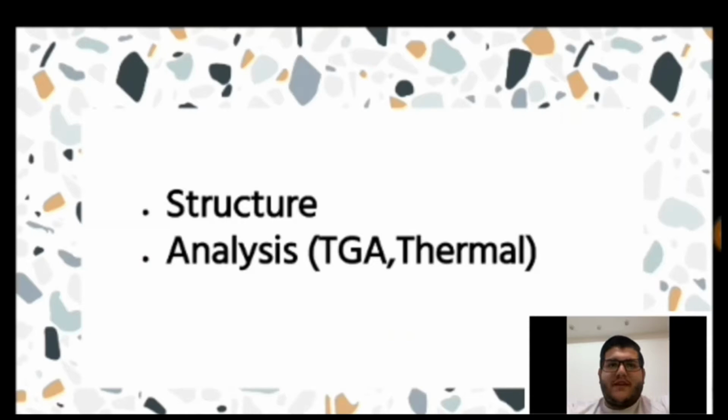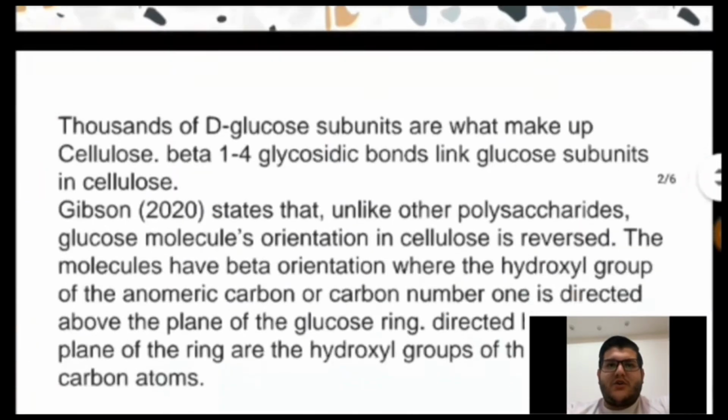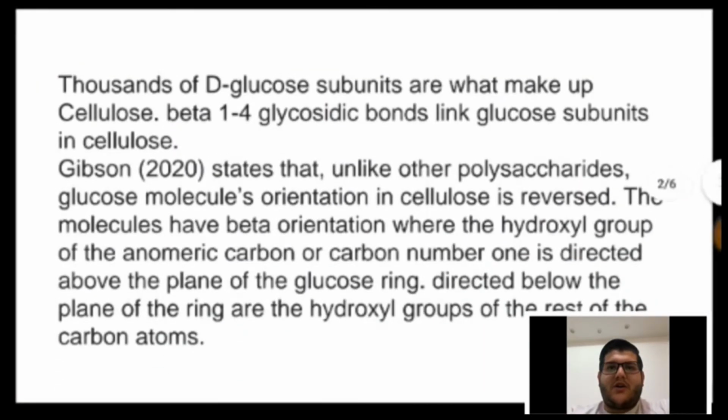I want to talk about the cellulose analysis and structure. Thousands of glucose subunits are what make up the cellulose. Beta 1-4 glycosidic bonds link the glucose subunits in cellulose.